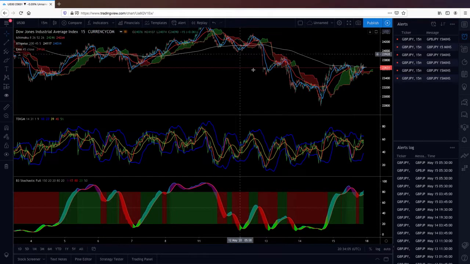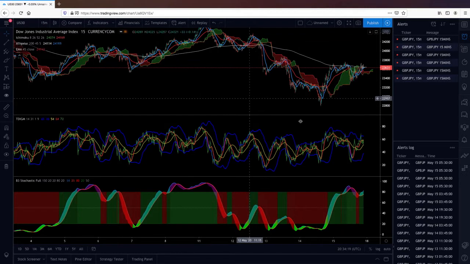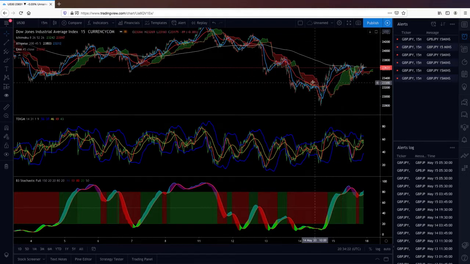It created 1, 2, 3, 4, 5 lower lows. One thing about US30 is that it continues down. It doesn't stop when it goes down. It's going to make lower lows. Same thing going up: it's going to make higher highs when it's going up and lower lows when it's going down.